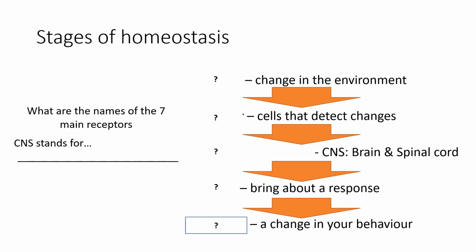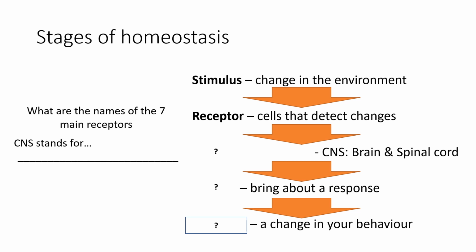So now we're trying to build up a diagram that represents homeostasis, and we start with a change in the environment, and the change in the environment is referred to as a stimulus. Cells that detect the change are referred to as receptor cells. Remember that we're not talking about organs, we're talking about the receptor cells in the organs. And there are 7 main receptors.